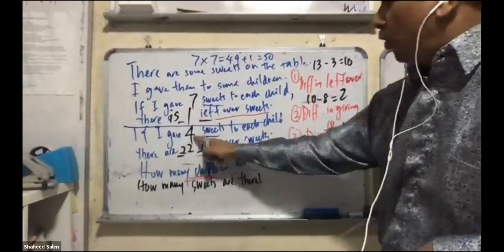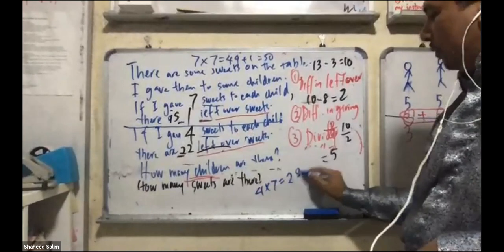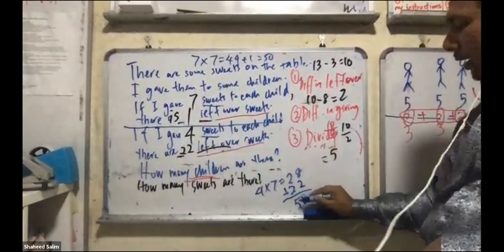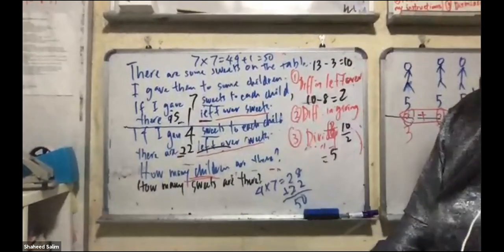If you want to use the bottom, no problem. 4 times 7 children, 4 times 7 is 28. 28 plus leftover 22, you also get 50 sweets. You can use either one to find the total.